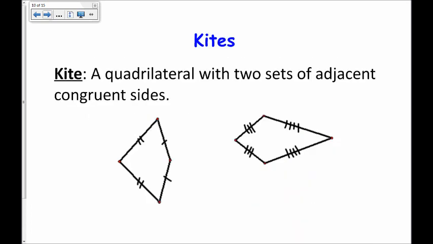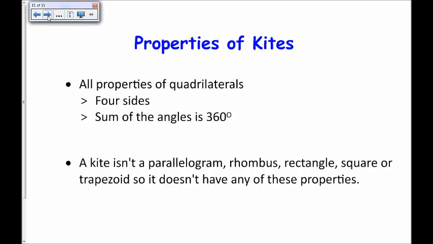Okay, the next topic is about kites. A kite is a quadrilateral with two sets of adjacent congruent sides. And I like the fact that when most people talk about kites, they're talking about a geometric kite, where there are two sets of adjacent congruent sides.